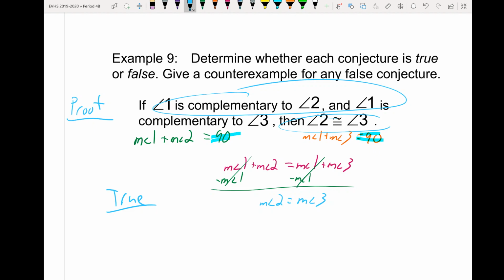Is a proof like an essay? It can be. There are different ways of doing it, and we'll talk about those. There's double column proofs, there's paragraph proofs, there's flowchart proofs, there's all sorts of stuff like that.